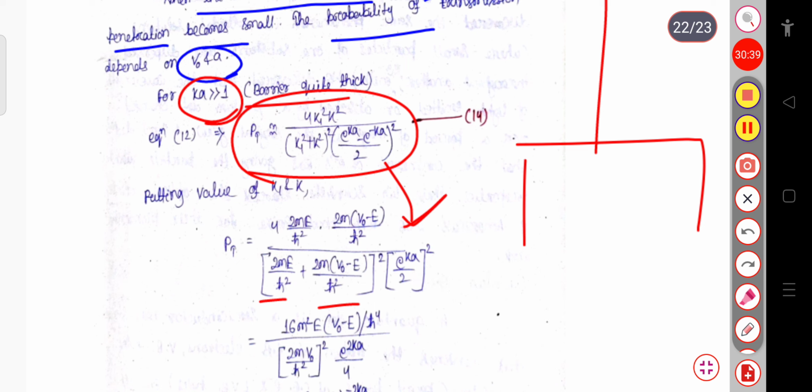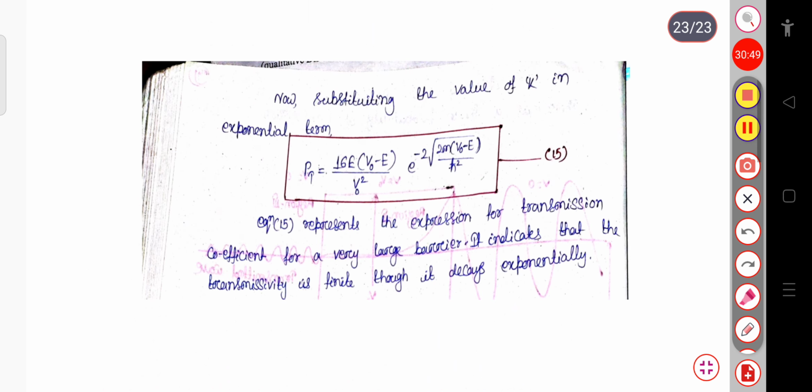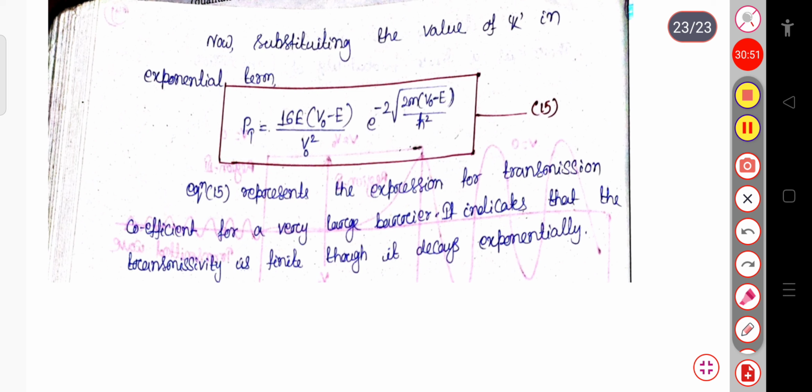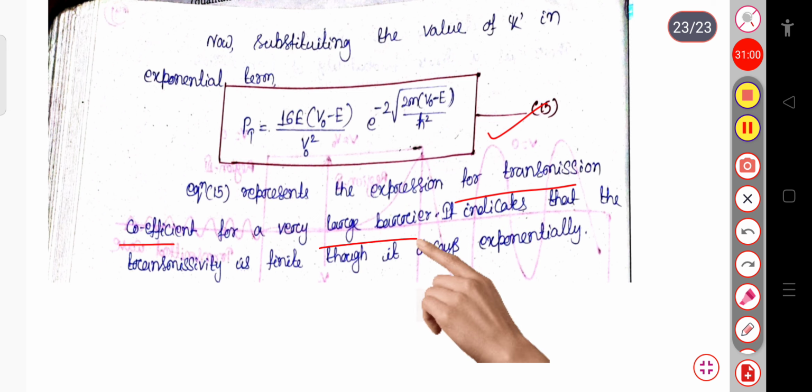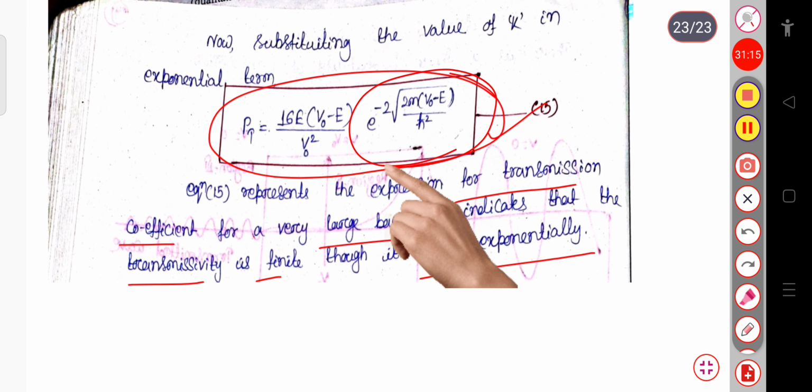After solving this you will get Pt equal to 16E(V naught minus E) exponential minus 2k divided by V naught squared, and if we put the value of k here, then Pt will be equal to this much. This represents the expression for the transmission coefficient for a very large barrier. When the barrier is very large, the transmissibility is finite though it decays exponentially. You can see the decaying behavior from that figure also.